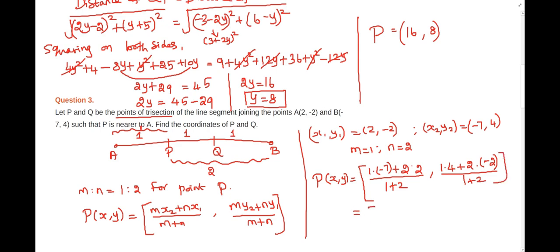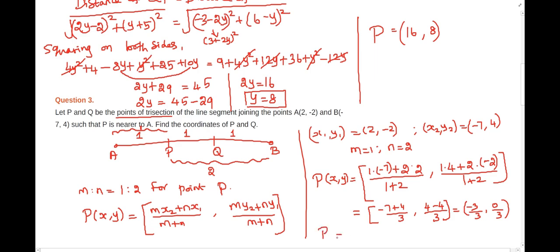So the values are 1 into minus 7 is minus 7, plus 4, by 3, and 4 minus 4 by 3. So the final simplified values are minus 3 by 3 and 0 by 3. So the point P will be minus 1 comma 0.